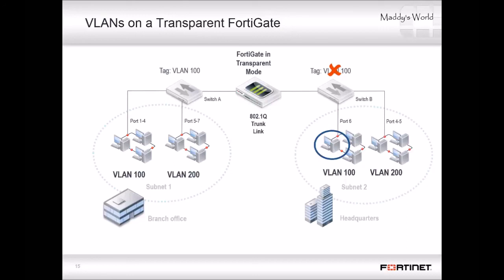It has interfaces with VLAN 100 and firewall policies to allow the traffic. This network was set up prior to deploying a Fortigate, so Fortigate has been deployed transparently to avoid the need for changes to the network. Once traffic reaches switch B, it removes the VLAN tag and delivers it to the destination computer.